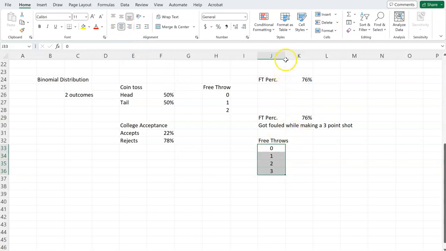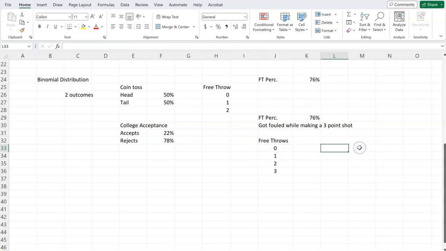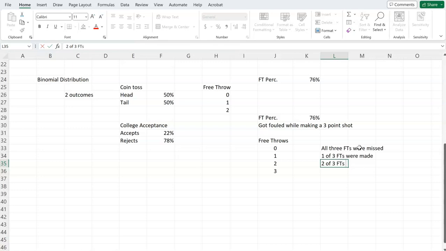So this means that the player could miss all 3 free throws. 0 means all 3 free throws were missed. And then 1 means one of the 3 free throws was made. And then 2 of 3 free throws were made. And finally, 3 of 3 free throws were made.